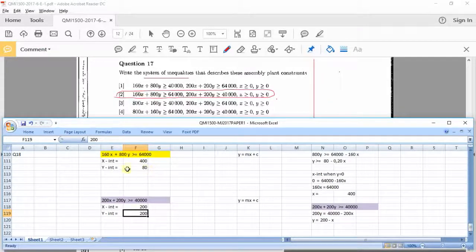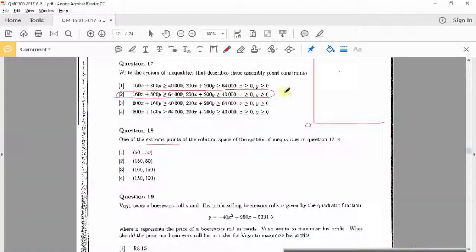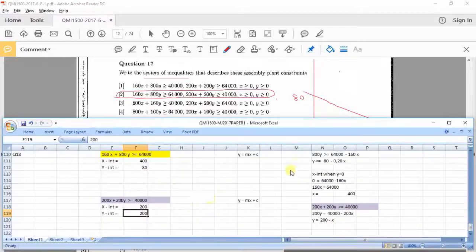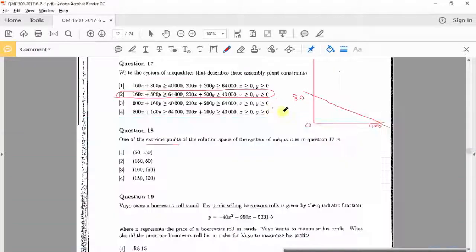Perfect. So if I draw these graphs, the y-intercept is 80 and the x-intercept is 400. So 80 and 400. For the other, the x-intercept is 200 and the y-intercept is 200. Does it make sense? Yeah.